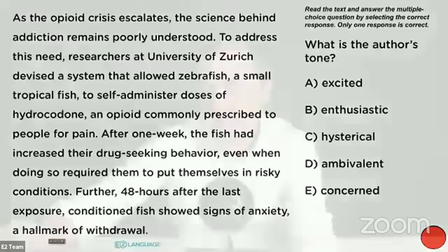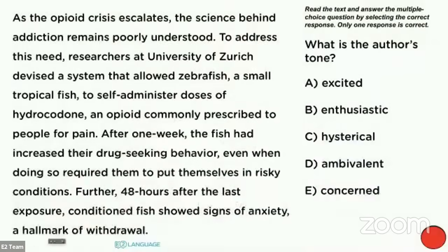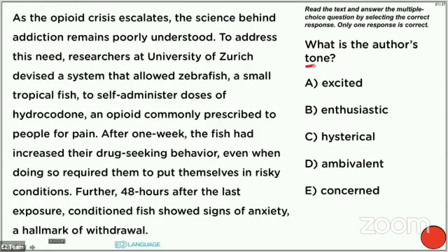All right, that one I think was a bit easier. Okay, there's a great question in here. It says, what does C and D mean? Yes, yes, yes. All right, let's go through the answers here. So let's read the question prompt. What is the author's tone?